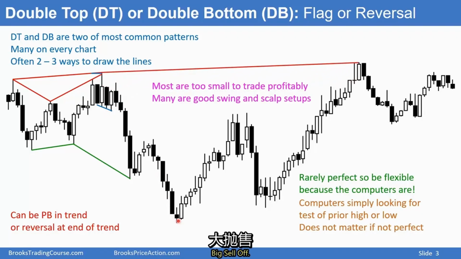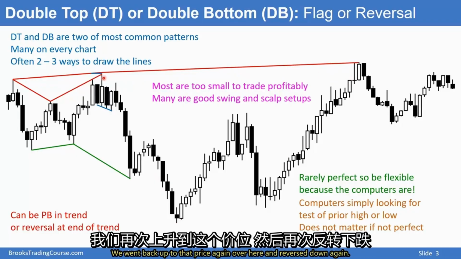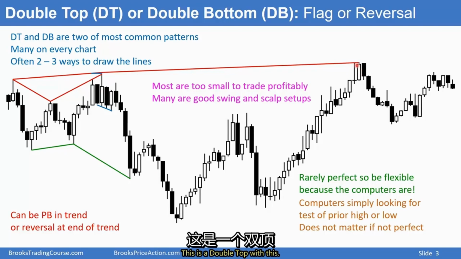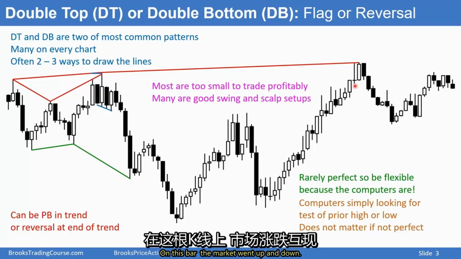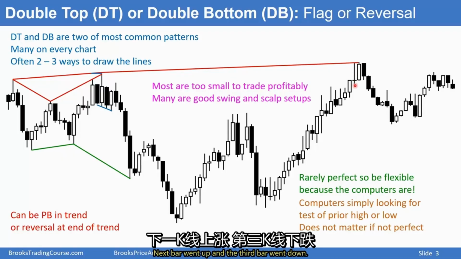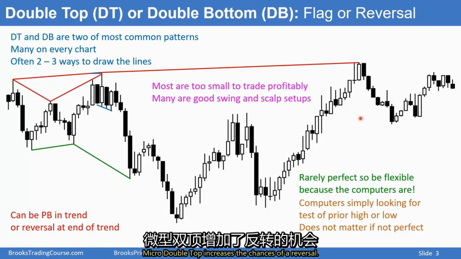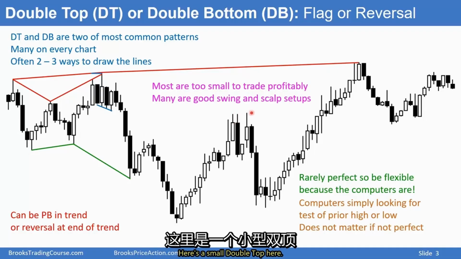Big sell-off, we went back up to that price again over here, and reversed down again. This is a double top with this. And within it, there's a micro double top. On this bar, the market went up and down. Next bar went up, and the third bar went down. Micro double top increases the chances of a reversal. Here's a small double top here. Here's a micro double top here. Up and down, up and then down.